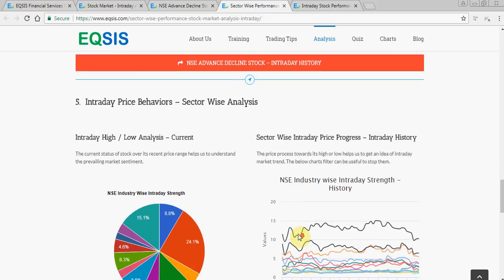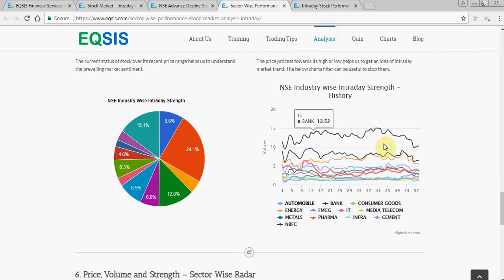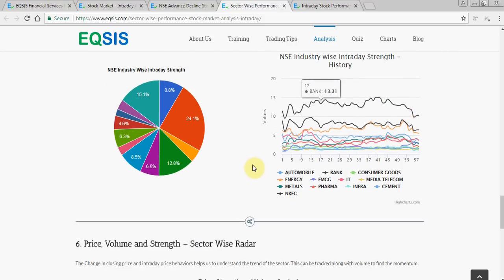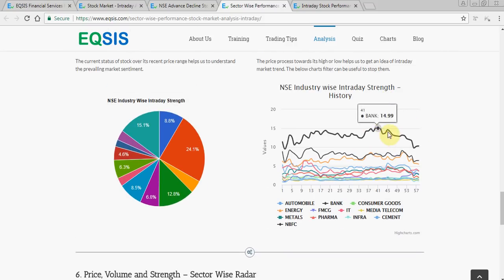Okay, I move down here. Okay, look at this banking. So far we thought it is doing really well, but look at the banking at the last minute here, last half an hour. It was actually approaching towards the low. It was approaching towards the low. That's why this is actually moving down.